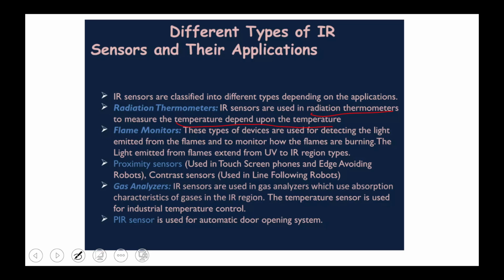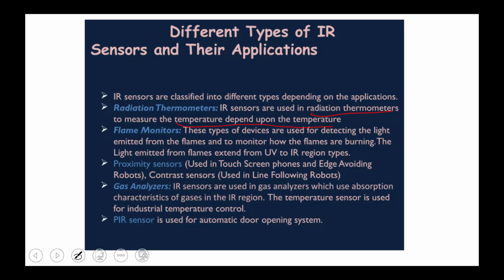A flame monitor will detect the flame or burning of the light also, flame sensors. A proximity sensor, touch screen sensor: your touch screen will be proximity, pressure sensor. When you press, it will give the signal and something will open, or some number will be touched through the touch screen.